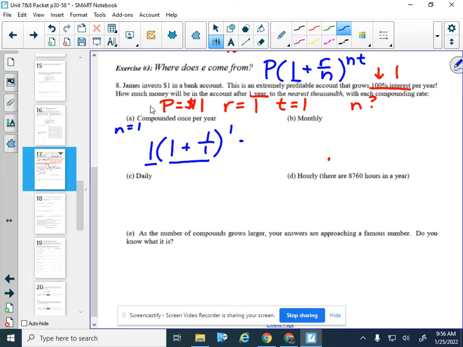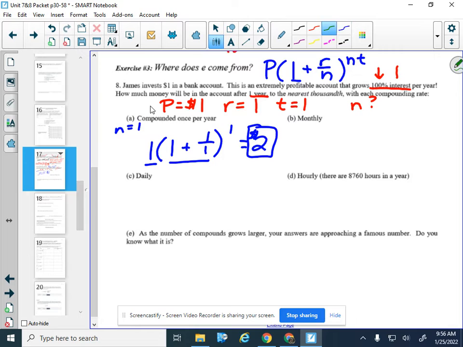And we do see that this does equal 2. So $2 with that method, which is exactly what we would expect, right? If I get 100%, I should have double what I had the previous year. Now we're going to look and see what happens when we type it in for monthly.